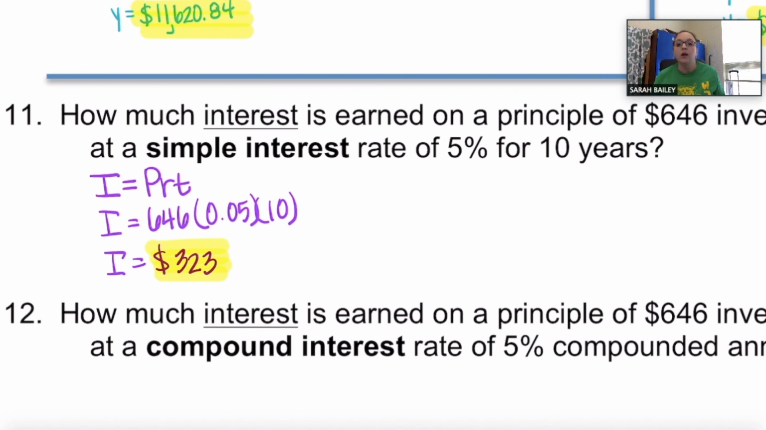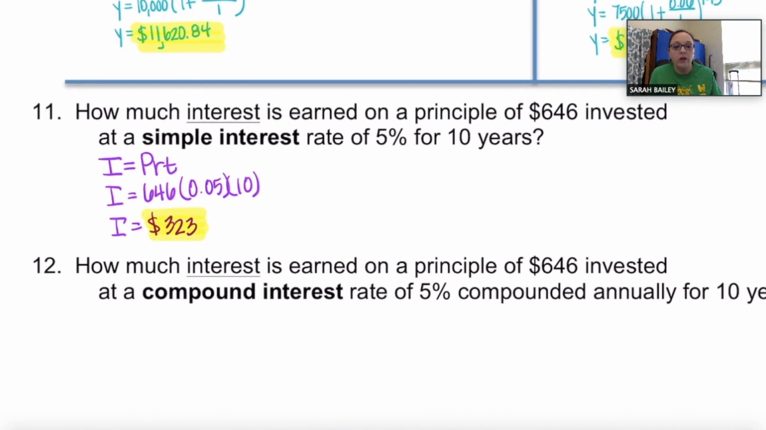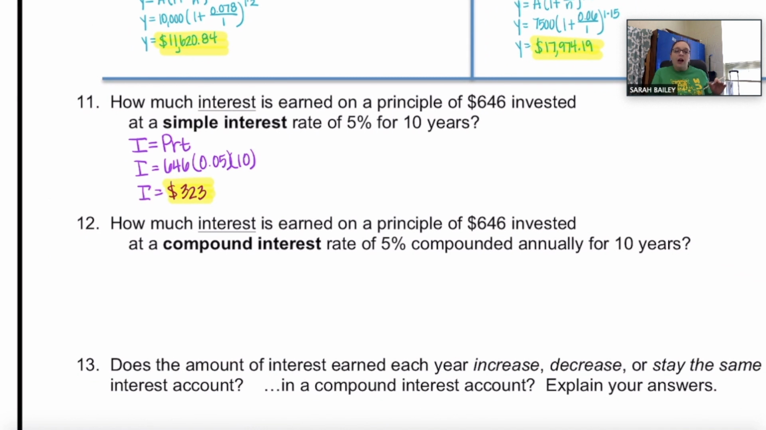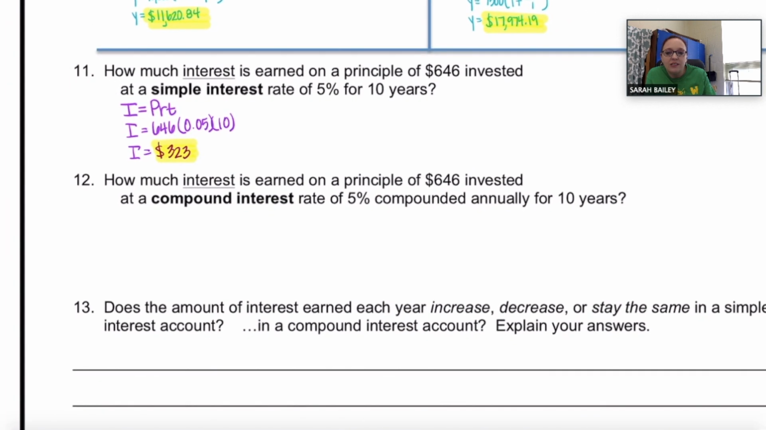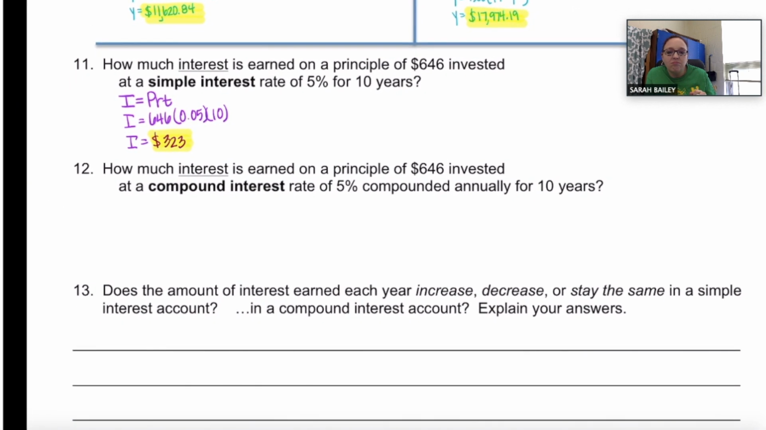Okay. And so we're going to go ahead and try number 12 now. Let's pause the video, and I want you to try 12 and 13. Remember, 12 is asking us how much interest is earned using the compound interest rate. So see if you can figure that one out. All right, so pause the video, do 12 and 13 now.